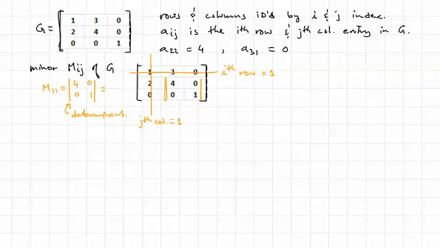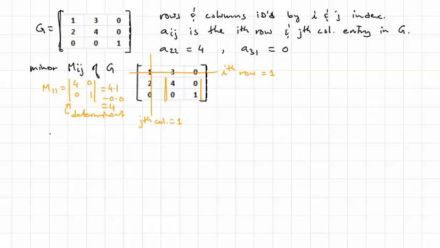If you need to know how to take the determinant, I have a separate video for that. But for a 2 by 2, it's very easy. It is 4 times 1 minus 0 times 0. So you multiply from top left to bottom right, minus top right times bottom left. So the determinant is 4, and therefore the minor 1,1 of matrix G is 4.